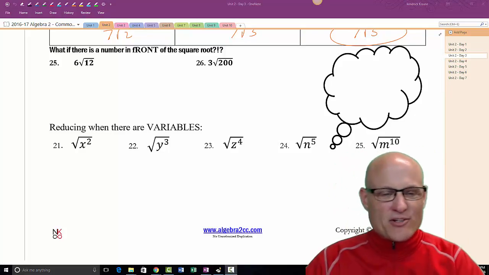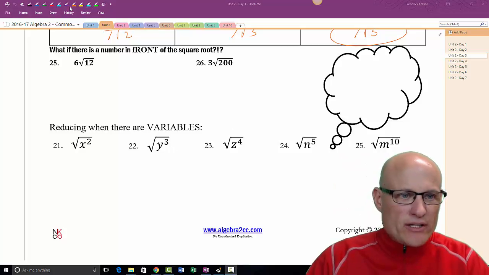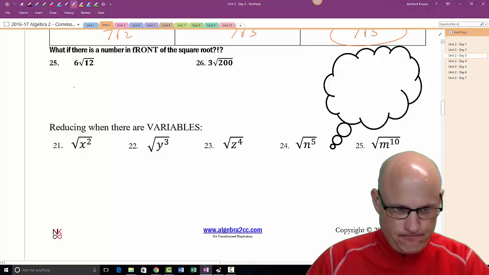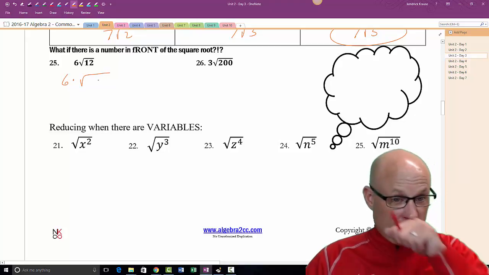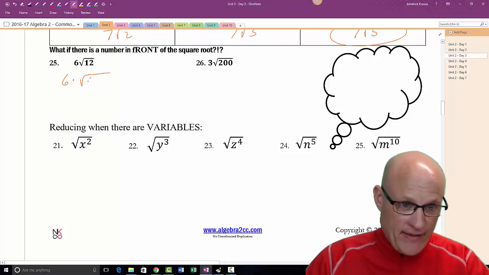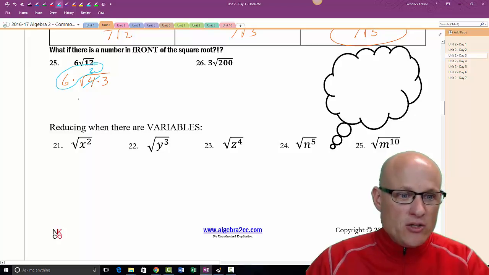Okay, so these are a little bit more tricky, but not much. What we're going to do with these is, we're not going to mess with the 6. We're going to leave that where it is, 6 times, and we're going to simplify the square root of 12, and that's 4 times 3. I come in with my other pen. I say, okay, the square root of 4 is 2. So this gives me 12 square root of 3.